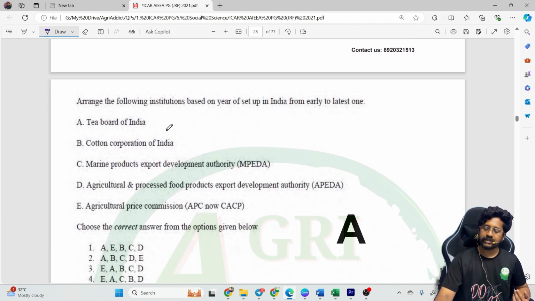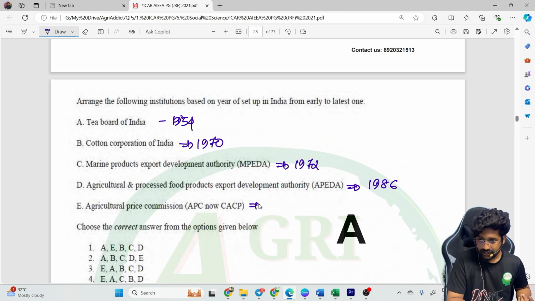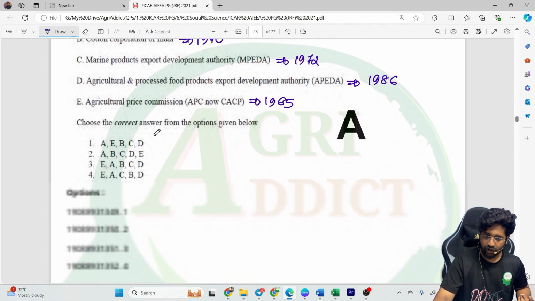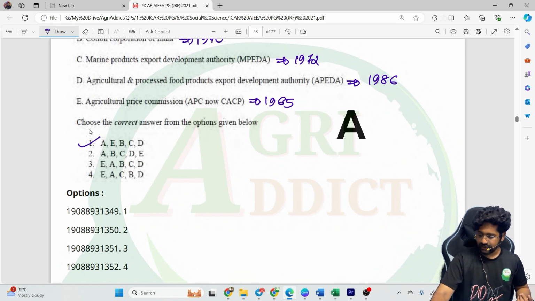Arrange the following institutions based on their setup year. The Tea Board came in 1954. Cotton Corporation of India was in 1970. MPEDA was established in 1972. APEDA was in 1986. Then the Agriculture Prices Commission, APC, which is now renamed CACP, came in 1965. So after ordering, the correct option will be A, E, B, C, D. The first option will be the correct answer.